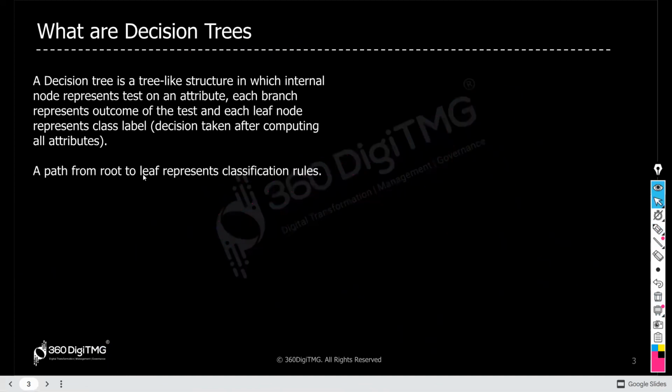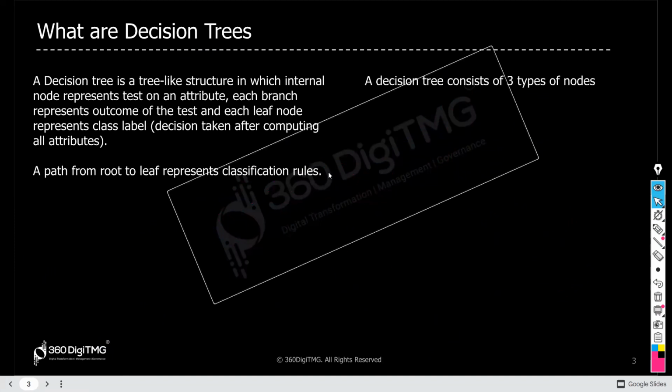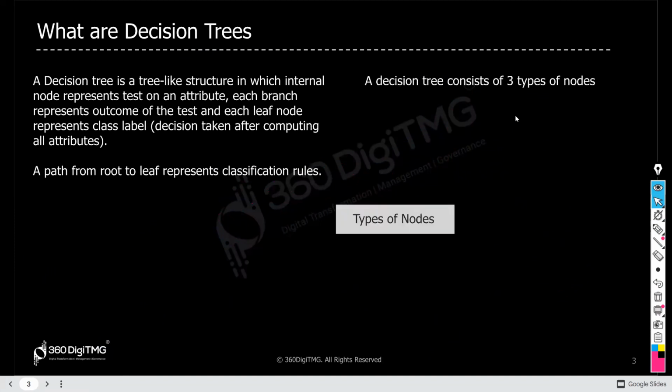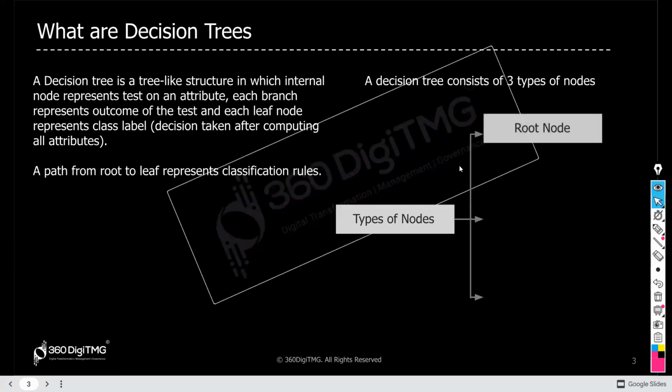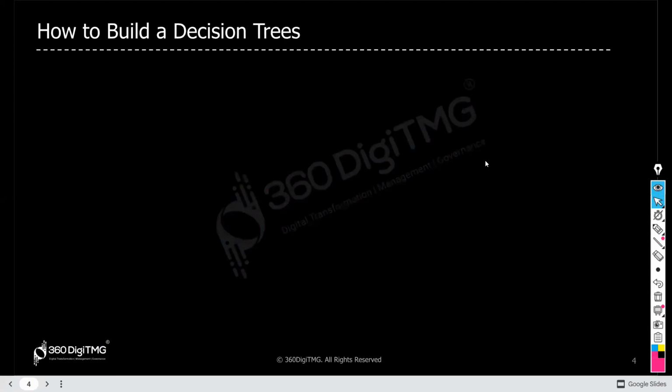A path from the root to leaf is called a classification rule. A decision tree consists of three types of nodes. What are those? Root node, branch node, and leaf node. Now coming to the next topic, that is how to build a decision tree. What is the main theme of building a decision tree? How do I have to build it?